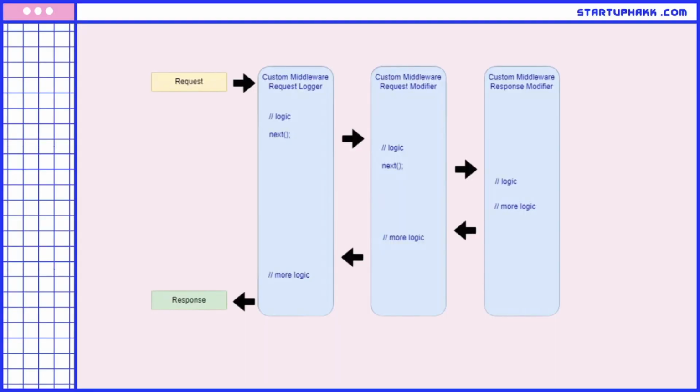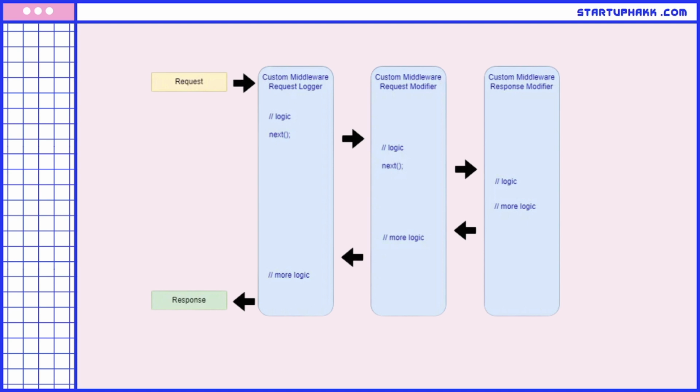So first is the incoming request. The request first encounters the request logger middleware, which logs its details. Output: it logs the request method and path. Request modification: next, the request modifier middleware adds the custom query parameter. Output: the request query string is modified and logged.